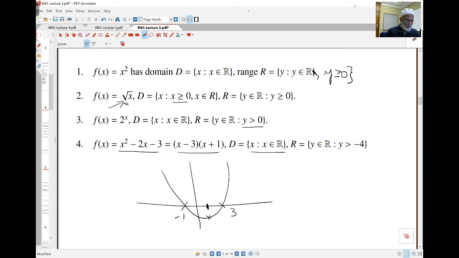what I find is that's going to be 1 minus 2 minus 3. So that's negative 4. That means y can't be below this minimum point here, negative 4. So y must be bigger than or equal to negative 4. So that's the range in this case.